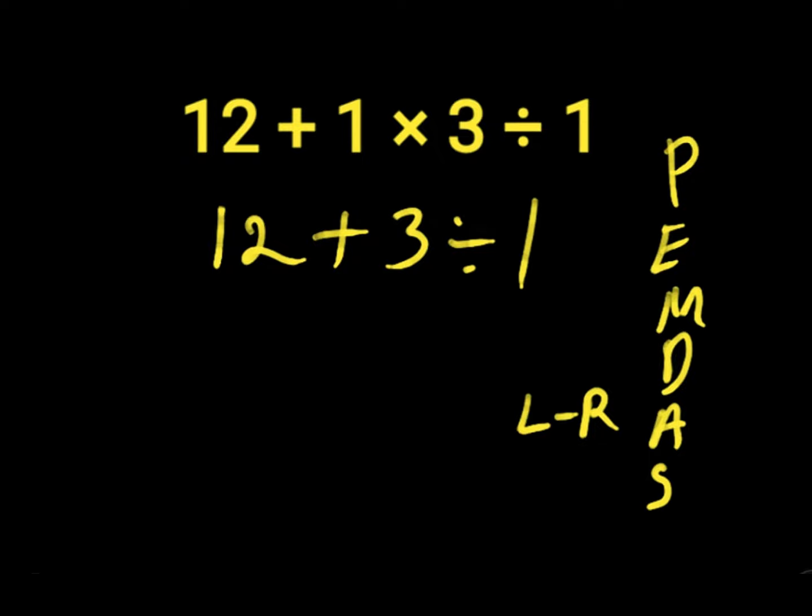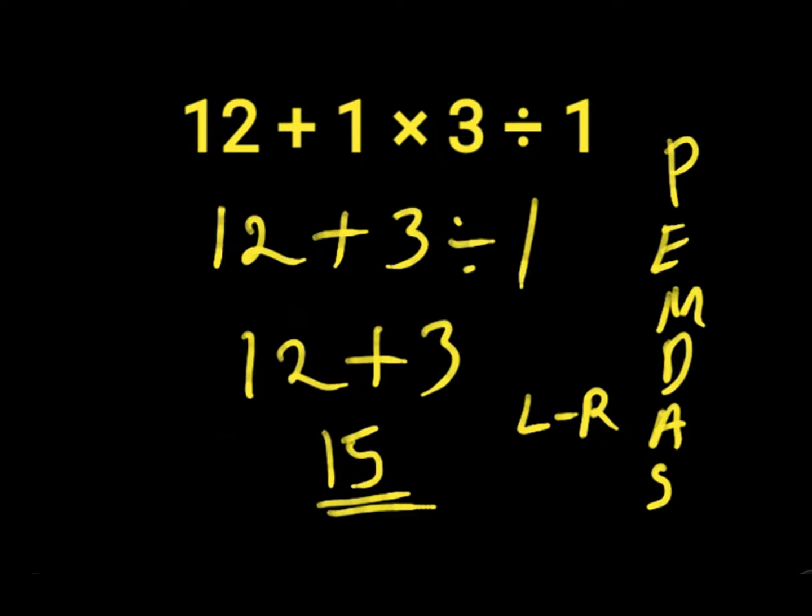Then we solve our division first because it comes before addition. So 3 divided by 1 will give us 3. Then we bring down our 12 here. 12 plus 3. Then 12 plus 3 will give us 15. 15 is the right answer to this question.